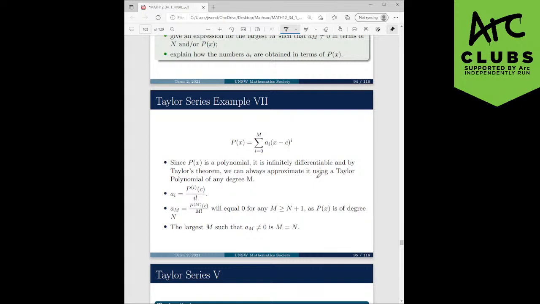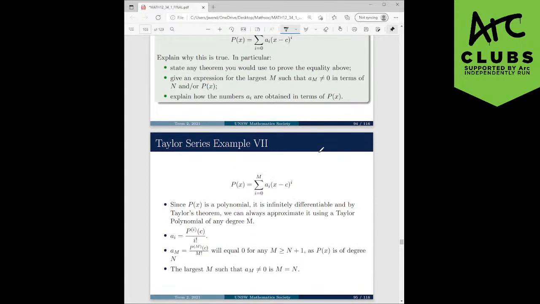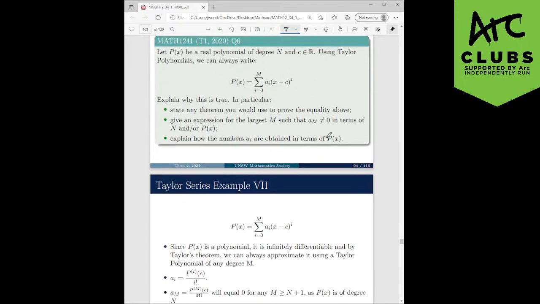N plus 1 times differentiable. P of x is a polynomial, so it's just infinitely differentiable. So that's fine. That's about it. That's the only condition you needed. Yeah, we can use Taylor's theorem, and that's why we can express P of x in this form.